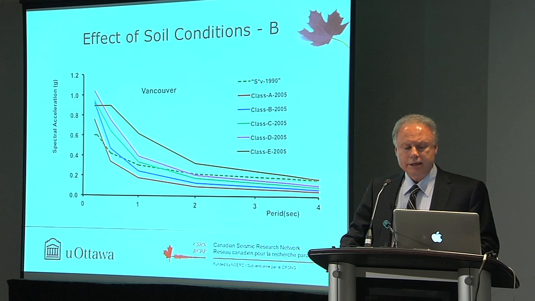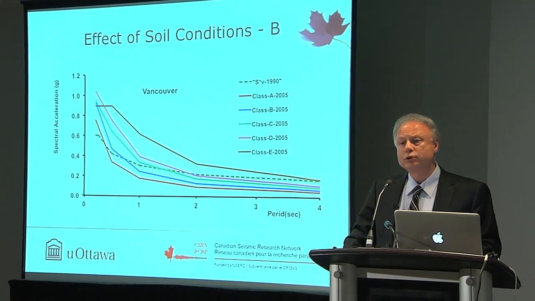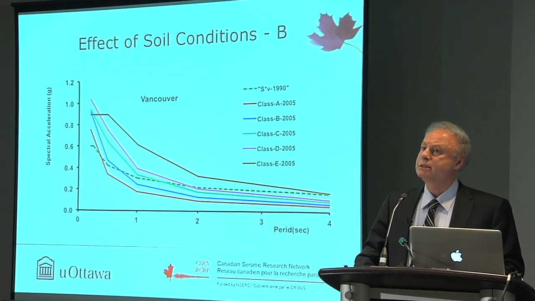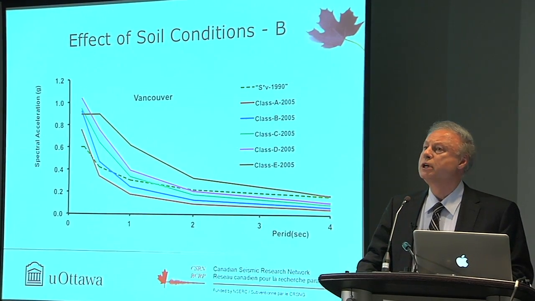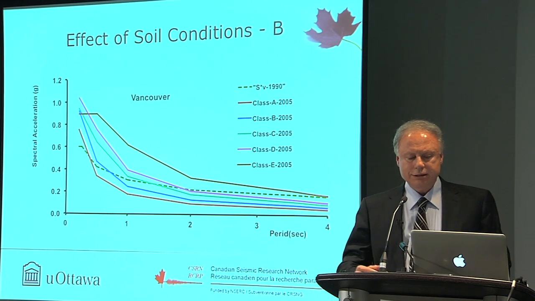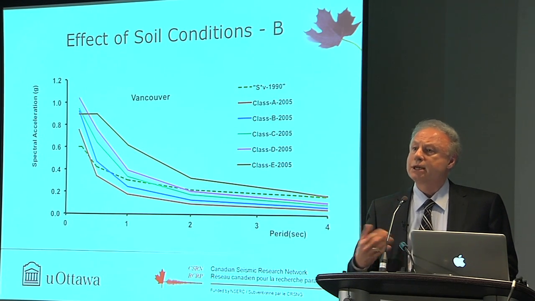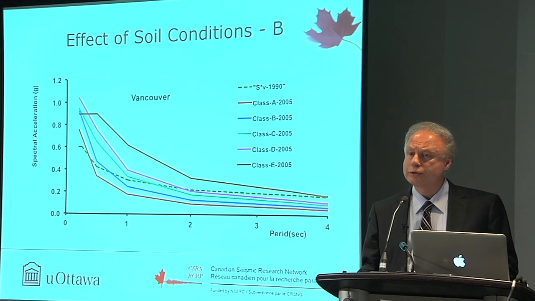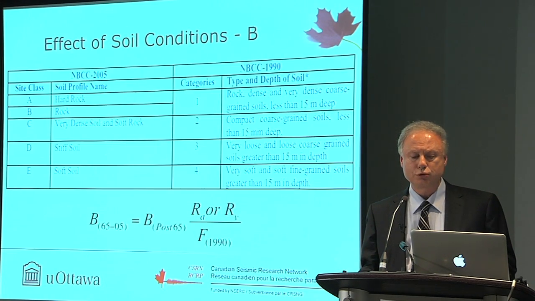Soil conditions, again, we have newer classification in recent codes as opposed to the older codes. Here I've compared 1990 versus 2005. The dashed line is 1990. The dashed green line and the solid green line give you the reference soil condition for 2005. And there's a bit of a difference in this case for Vancouver in the lower period range. But more importantly, as classes go up to B, C, D, E, the seismic motion is amplified. And once again, this is reflected through factor B.